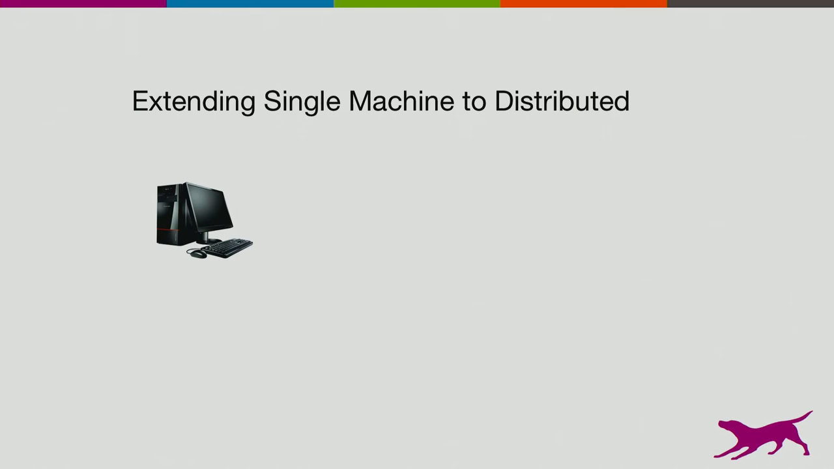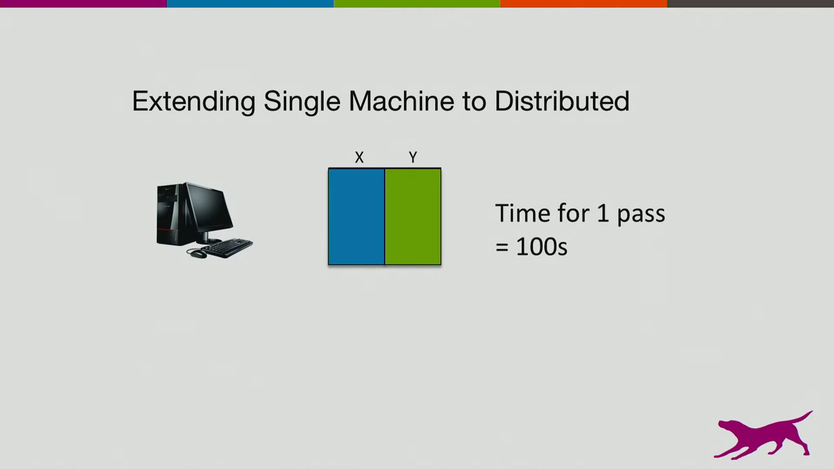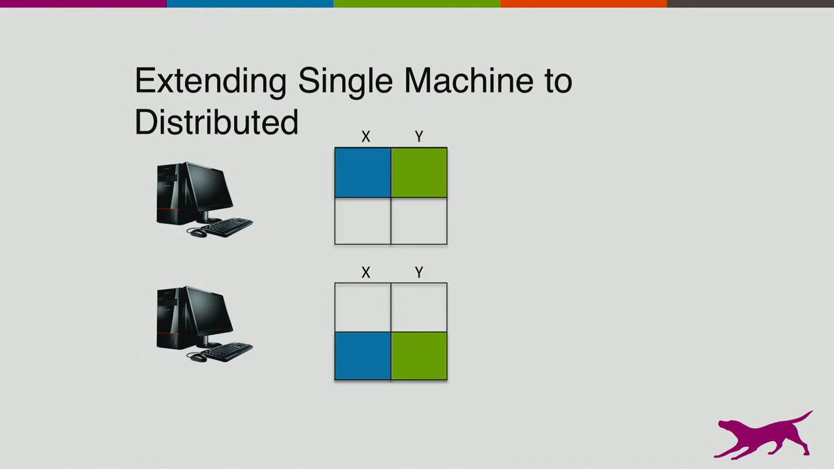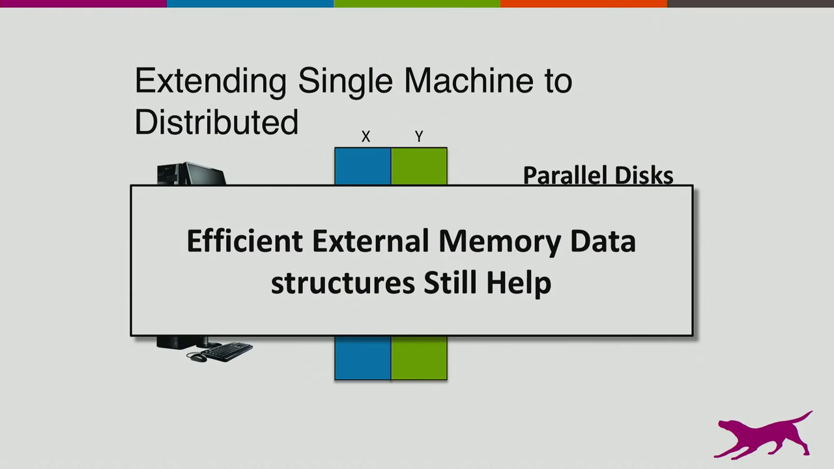Now we have talked about efficient data structures for a single machine. How do we extend them to distributed? Say for a single machine, given this data set with two columns, X and Y, for example, we can do one pass over it in 100 seconds. When you have multiple machines, each machine gets half of the data. You essentially have parallel disk, and the one pass cost is reduced to half. So having a good external memory data structure for a single machine will still be very helpful even when you go to the distributed setting.